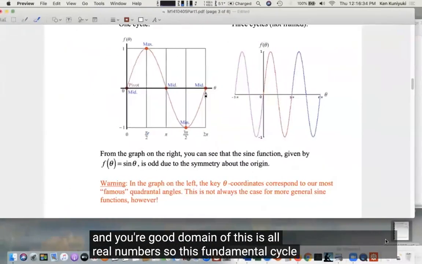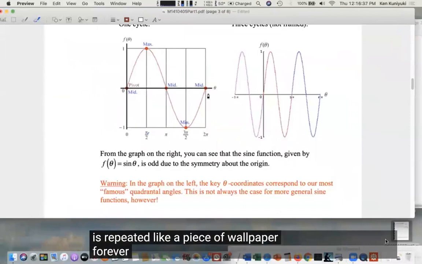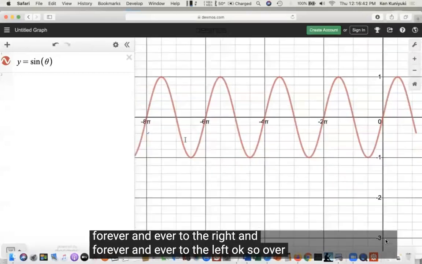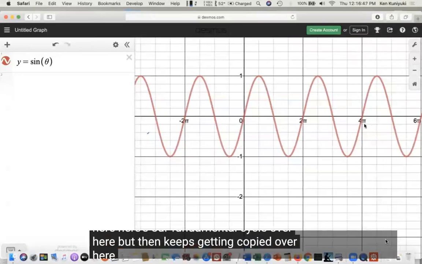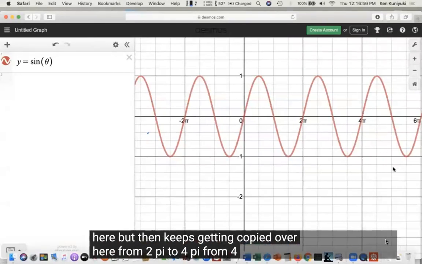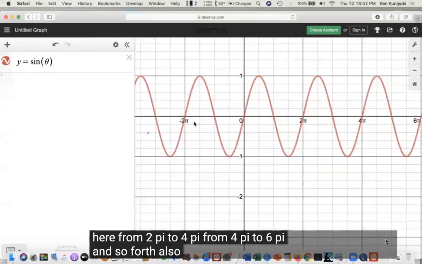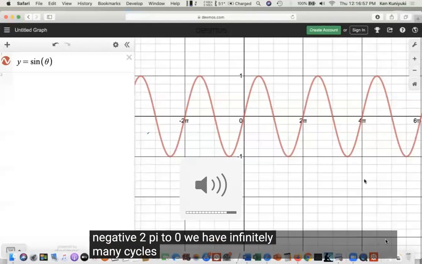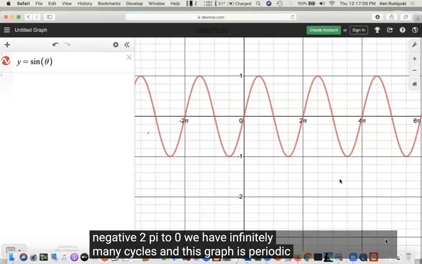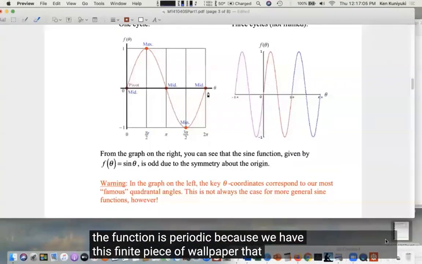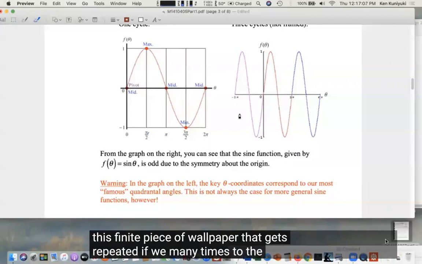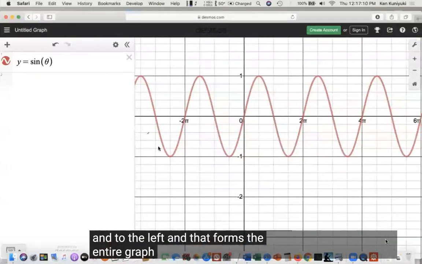So this fundamental cycle is repeated like a piece of wallpaper, forever and ever to the right and forever and ever to the left. Okay, so over here, here's our fundamental cycle, but then it keeps getting copied over here from 2 pi to 4 pi, from 4 pi to 6 pi, and so forth. Also back here, from -2 pi to 0. We have infinitely many cycles, and this graph is periodic. The function is periodic because we have this finite piece of wallpaper that gets repeated infinitely many times to the right and to the left, and that forms the entire graph.